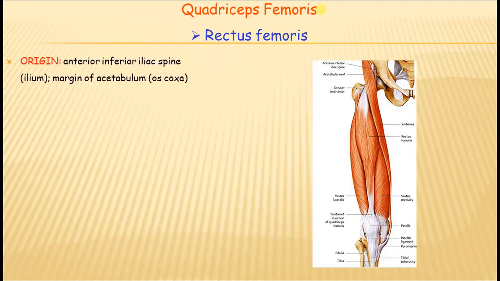So, the origin of the rectus femoris is from the anterior inferior iliac spine. It has two heads: a straight head and a reflected head. The straight head is the one which arises from the anterior inferior iliac spine. And it represents the secondary head of the muscle in man.